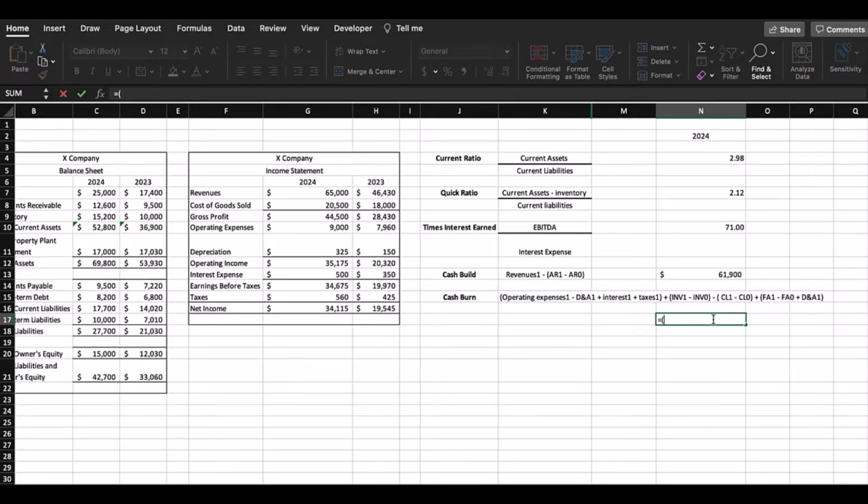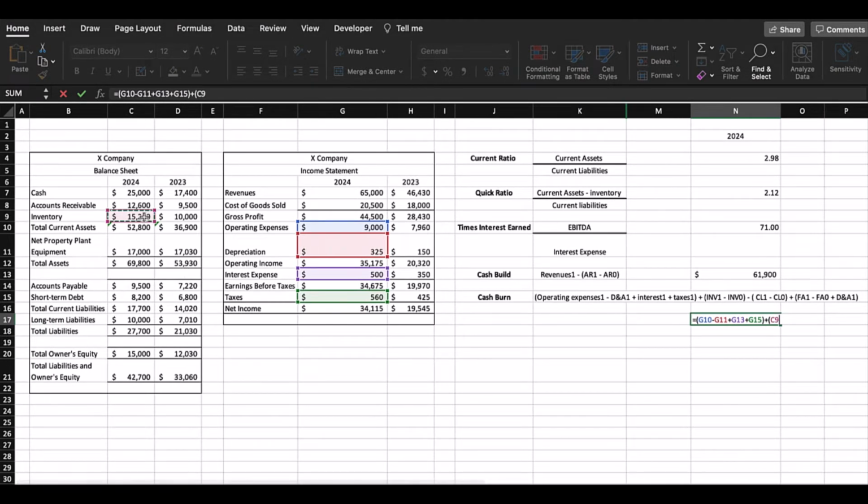We start off by going with our operating expenses in year 1, subtracting our depreciation and amortization, adding in our interest and taxes, and then adding to that our inventory 1 minus our inventory 0, and then subtracting our current liabilities 1 minus current liabilities 0, and then adding our fixed assets 1 minus fixed assets 0 plus depreciation and amortization.